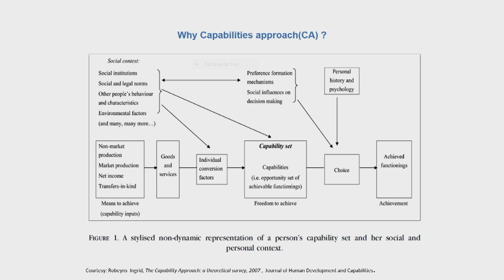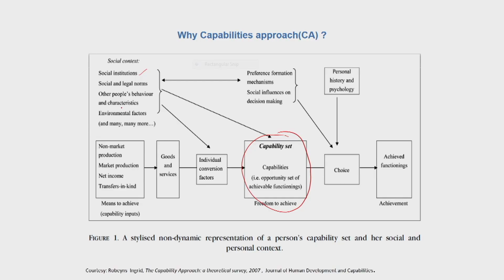Now when we are trying to understand the capability set of an individual here, we first have to keep in mind the social context within which this individual exists. So there are certain social institutions, social and legal norms, and environmental factors within which an individual or a group of individuals may exist. For example, the social context of India may be very different from the social context of, say, the UK, or within India the social context of Bihar may be very different from the social context of Kerala. So what are the social institutions, or the social arrangements, that guide the choices made by an individual is important, and that enters into the capability set of an individual.